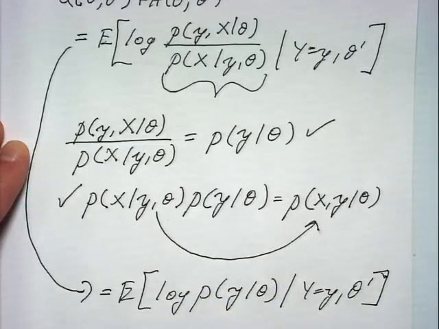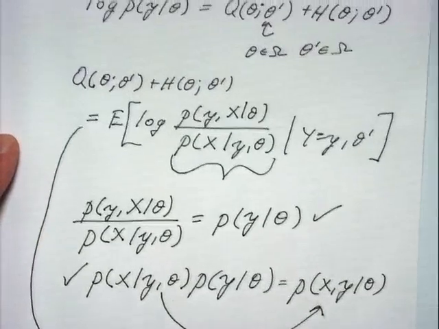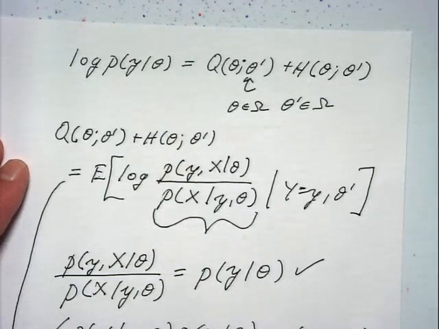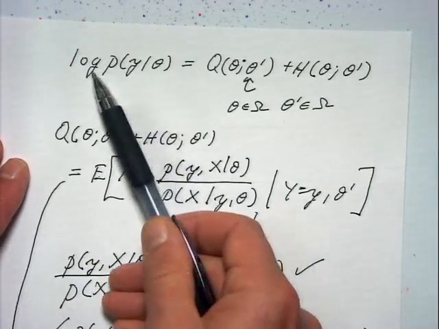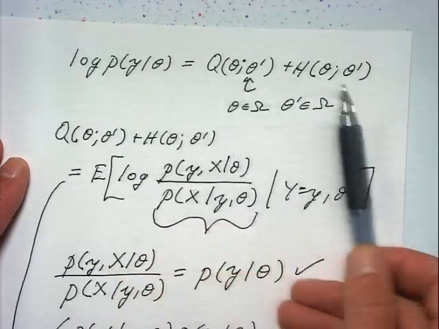Right? So is the logic of that clear? Let me go through that a little more. Let me review that. I know this is a little bit crazy, but it's true, okay? So the log likelihood of y given theta is the q function plus the h function.